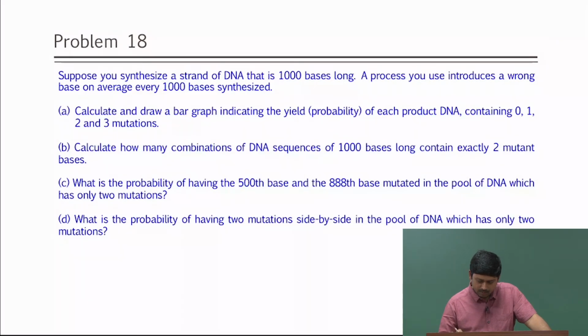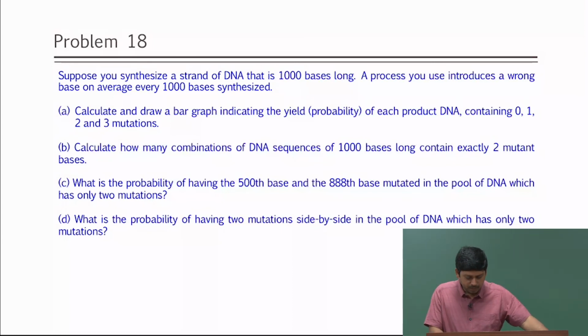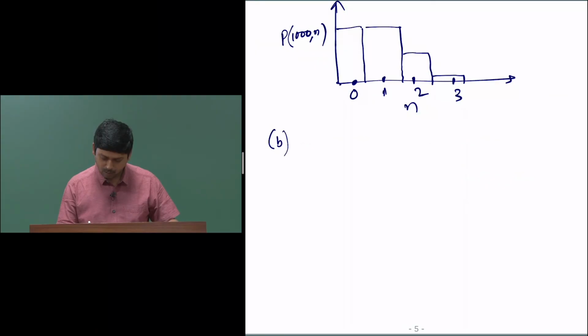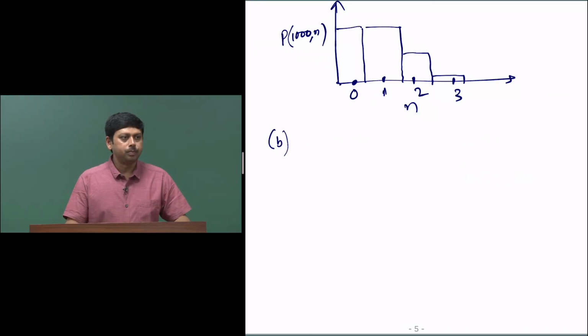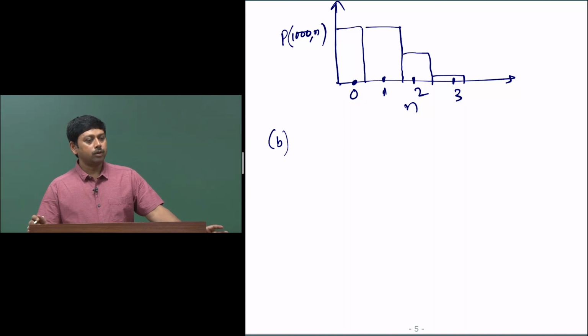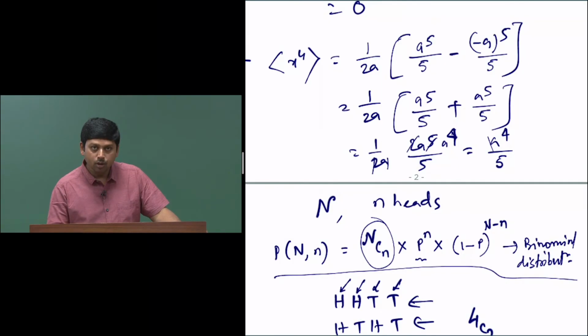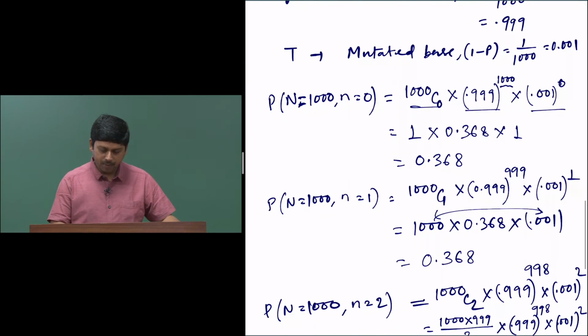So, now going to the third question. Calculate how many combinations of DNA sequences of 1000 bases long contain exactly 2 mutant bases. So, it should be exactly 2 mutant bases, not more than that. So, what was the earlier question when you say n equal to 2? That time it was out of 1000 bases there are 2 mutations. Okay. So, how many possible ways can you get that? It is just asking not the probability, it is asking the combination.